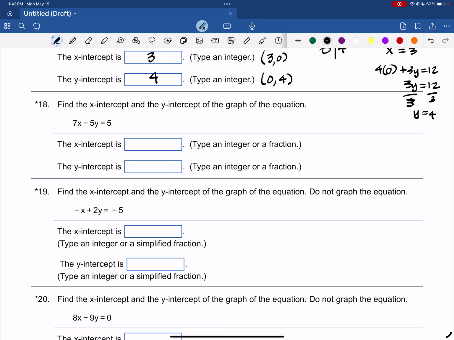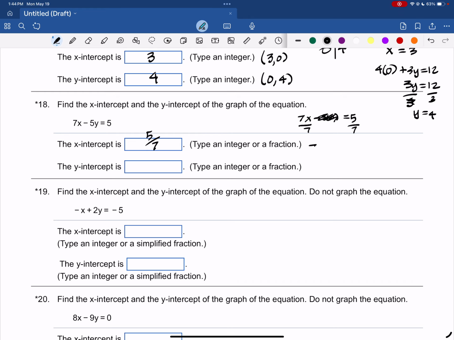Example 18, find the x-intercept and the y-intercept of this graph. So I'm going to do the x-intercept first. So 7x minus 5 times 0, which is going to go away because it has a value of 0. So I have 7x equals 5. I divide by 7. X is 5/7. And yes, of course, it can be a fraction. So just be careful and don't be freaked out if that happens.